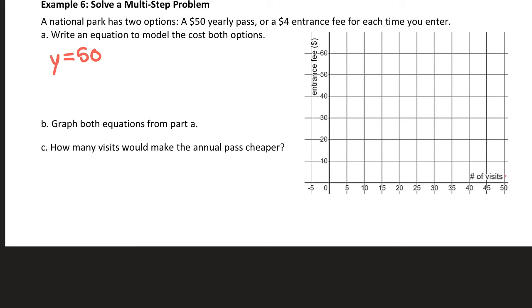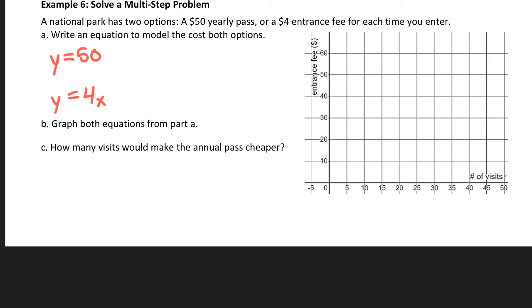Now, for the $4 each time you enter, my fee is going to depend on how many times I enter, or how many times I visit. So if I visit once, it's $4. Twice, it's $8. 3 times, it's $12. So my equation would be Y equals 4 times X. Because if I don't go, I don't pay. I just have to pay every time I go.